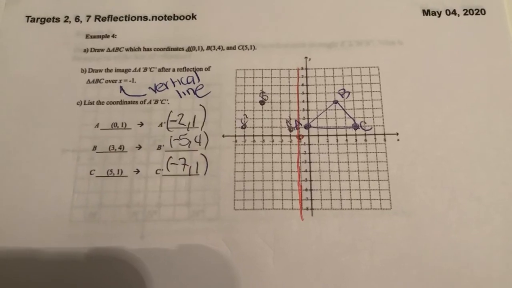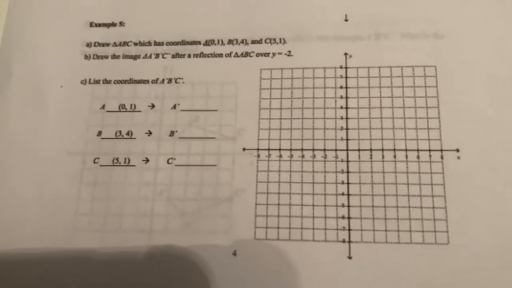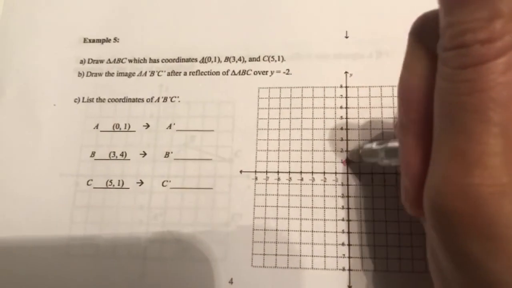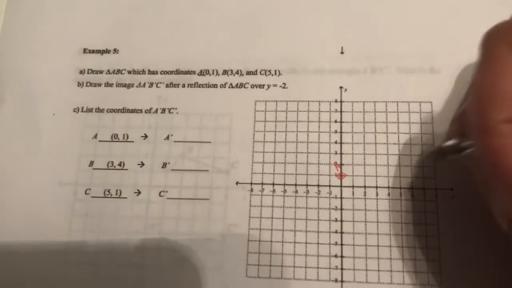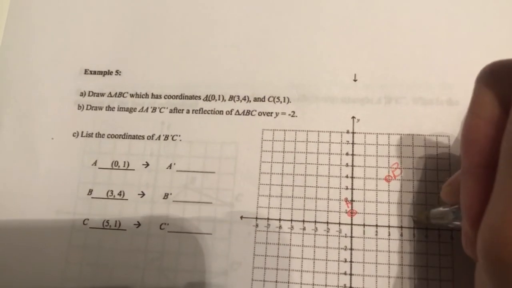All right. Now for my example 5, we are still using the same coordinate points that we used before. We have 0, 1 as point A, 3, 4, and 5, 1.